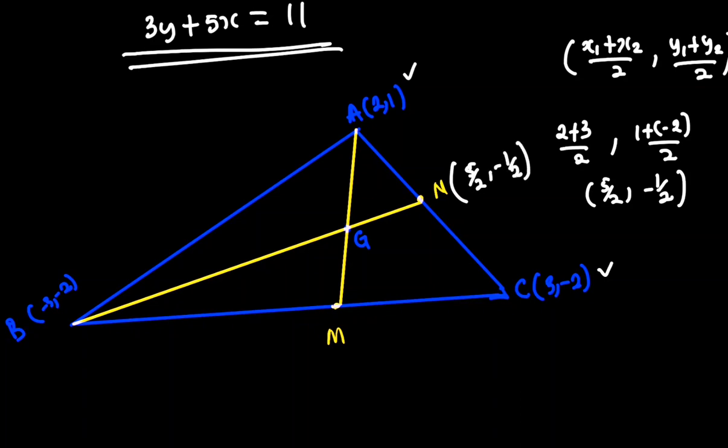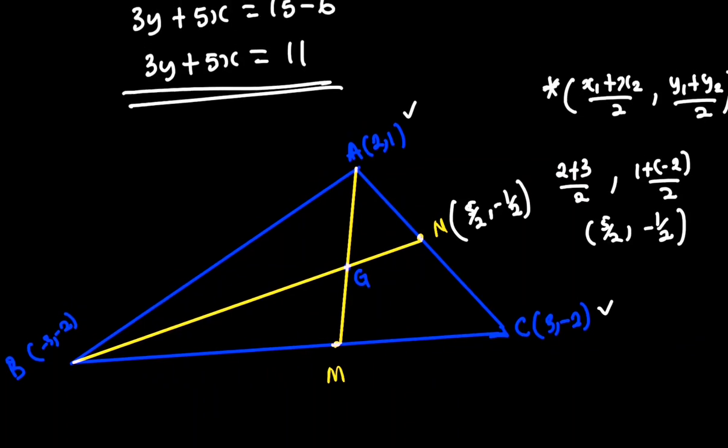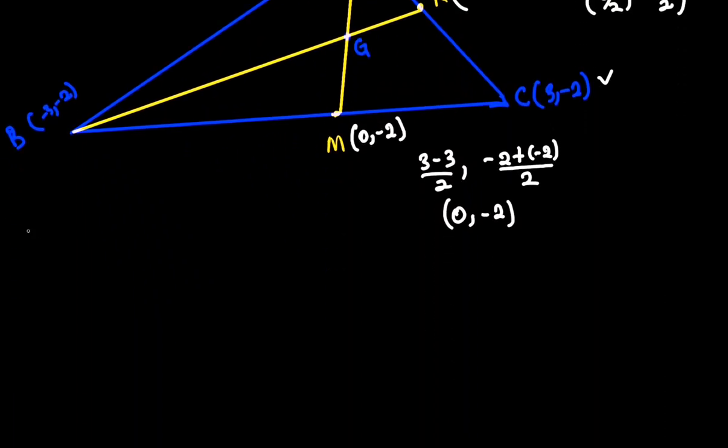So we are done with this side. The same thing goes for M. When we do M, we are going to use the same formula. So we are going to have 3 minus 3 all over 2, comma, minus 2 plus minus 2 all over 2, which basically is 0, comma, minus 2. I think this is very simple. We've gotten it is 0, comma, minus 2. I'm going to show you in a short while why we decided to do this. Let's come here now, B(ii). Now, equation.